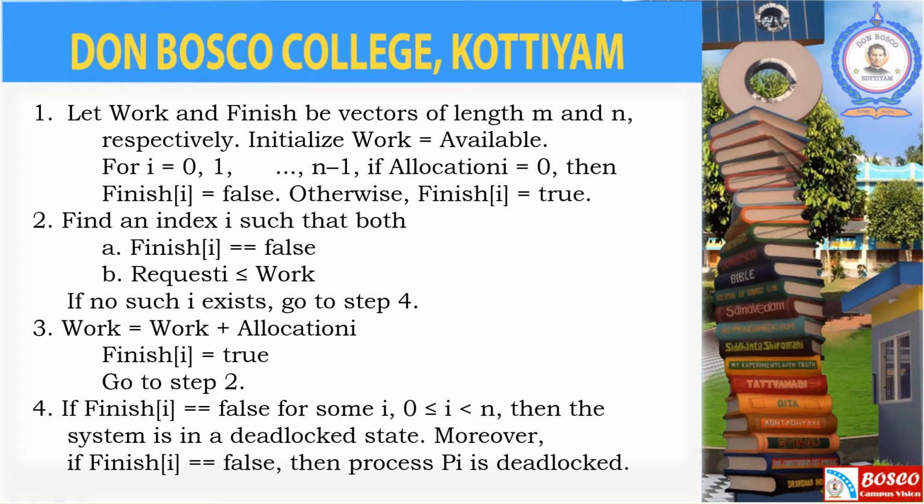And for i equal to 0 to n minus 1, we have to check whether allocation i is equal to 0. If this condition is true, we assume that finish of i is equal to false. That means that the process is not yet executed.